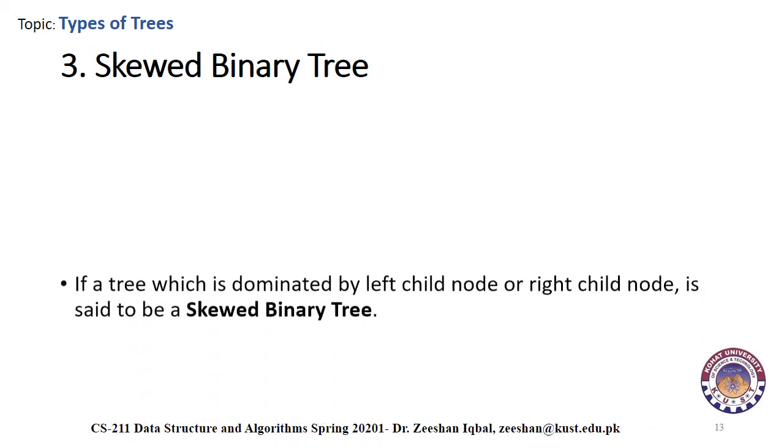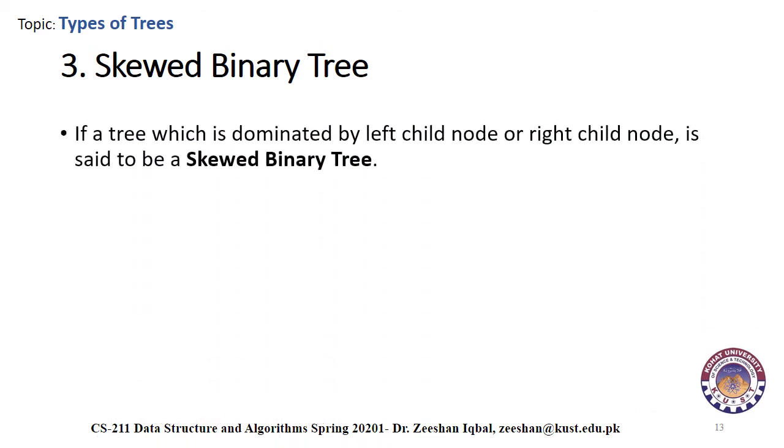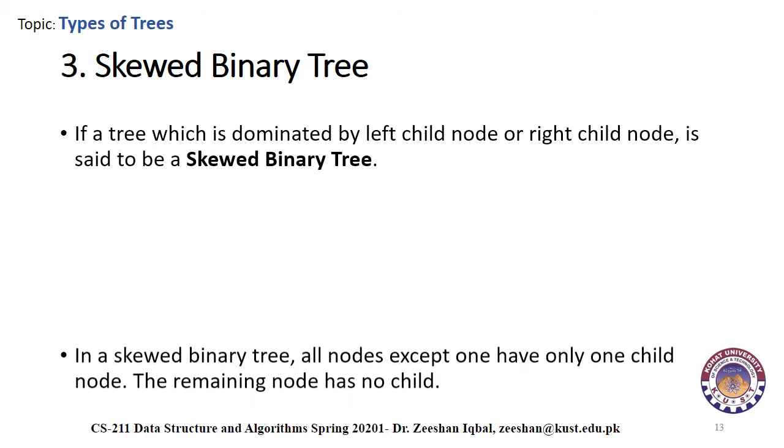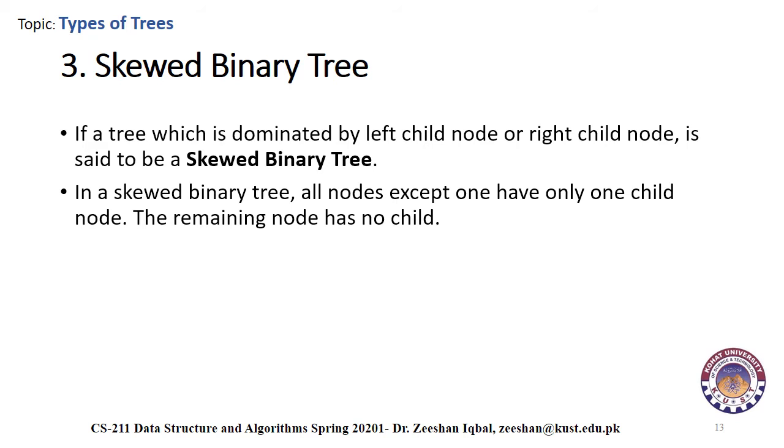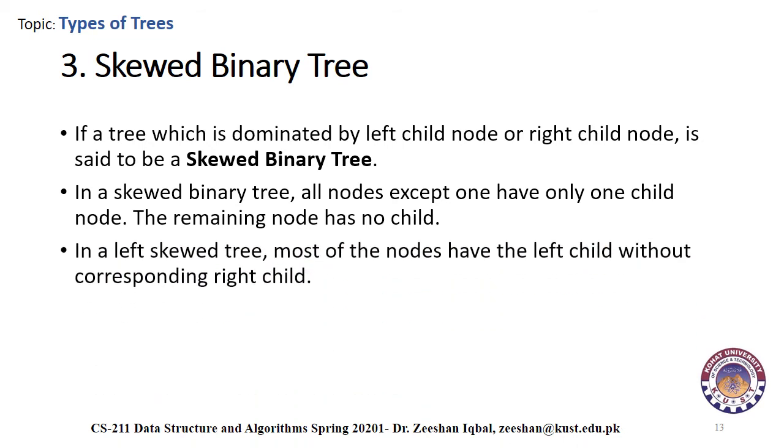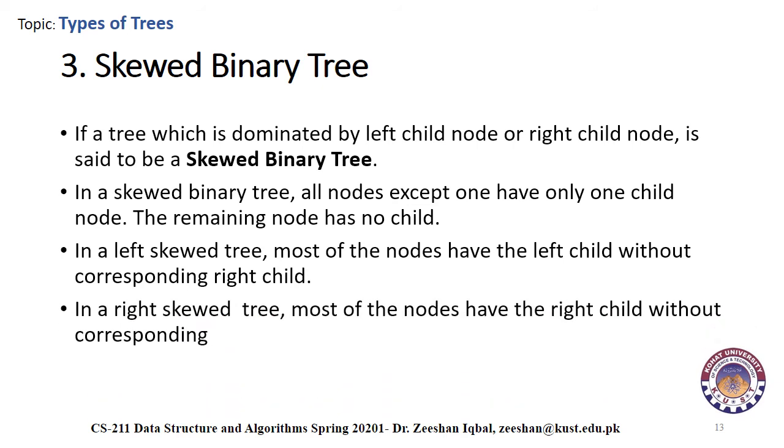The tree which is dominated by left child nodes or right child nodes is said to be a skewed binary tree. In a skewed binary tree, all nodes except one have only one child node. The remaining node has no child. In a left skewed tree, most of the nodes have a left child without a corresponding right child. In a right skewed tree, most of the nodes have a right child without a corresponding left child.